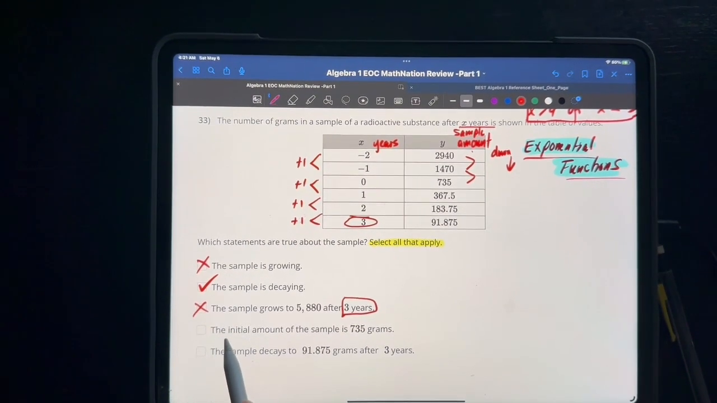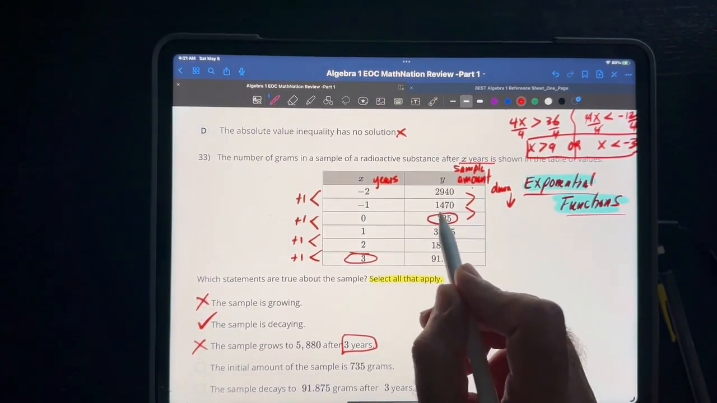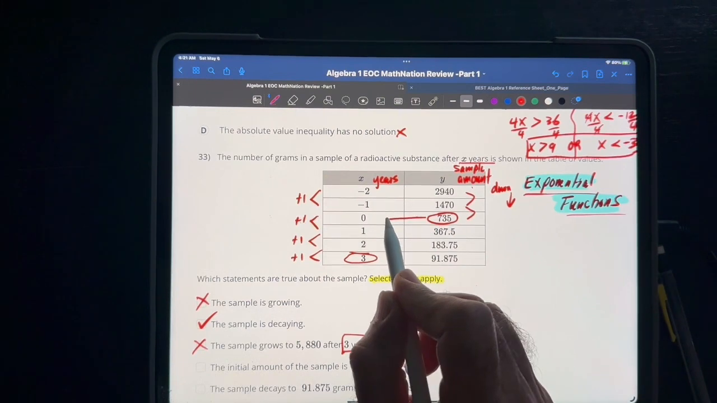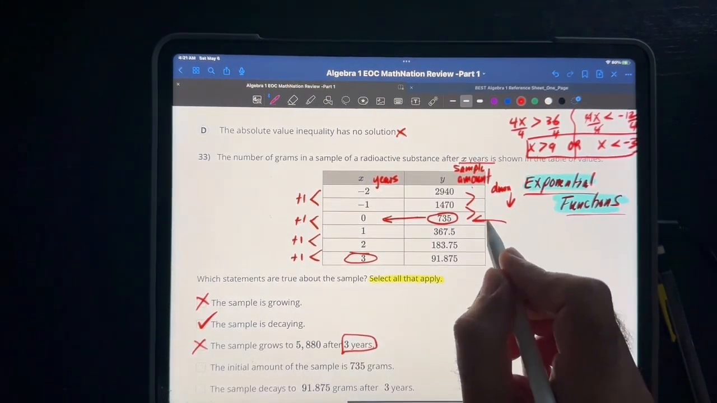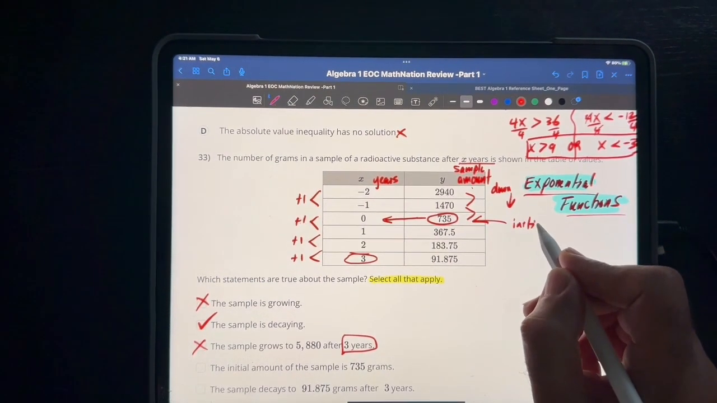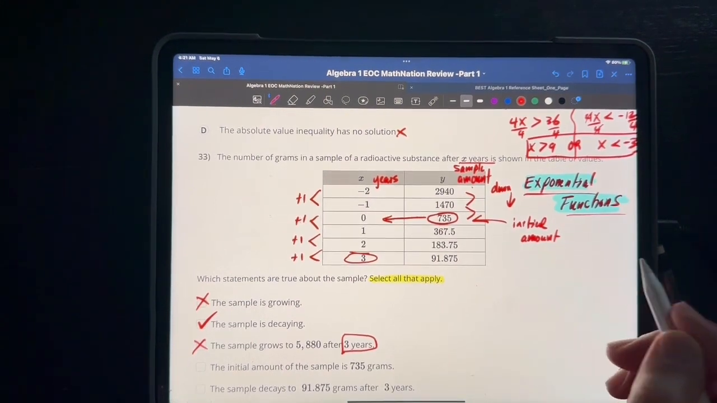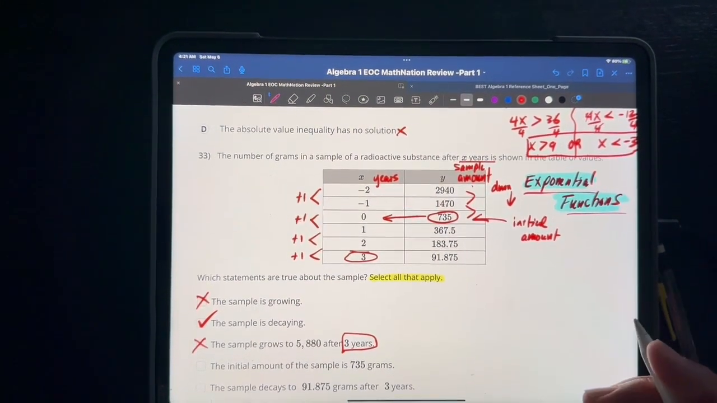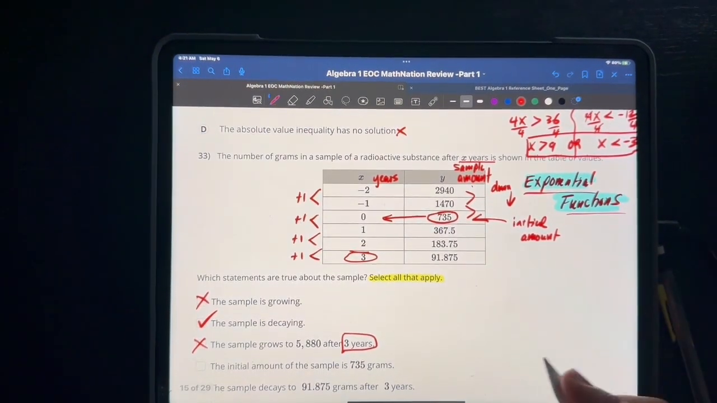Okay? Now, let's check this here. The initial amount of the sample is 735 grams. So look for that number, 735 grams. And what do we have here? Year 0, which is the initial amount, right? Your initial amount is always when it's the beginning, when you started. And at the beginning, it's 0 years, right? No time has passed, right? So that's always when x is equal to 0. So this is actually true.